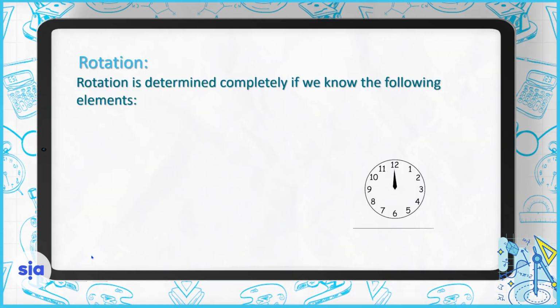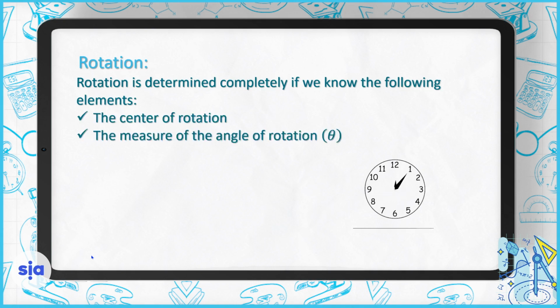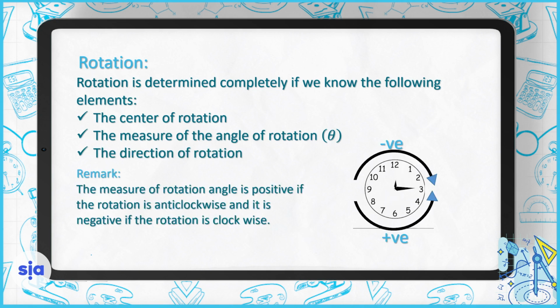In this episode, we'll be learning about the rotation. As you can see in front of you on the screen, the rotation is the movement either clockwise or counterclockwise. Rotation is determined completely if we know the following elements: the center of rotation, the measure of the angle of rotation, and the direction of rotation. Let's check this remark. The measure of the rotation angle is positive if the rotation is anti-clockwise, and it's negative if the rotation is clockwise.